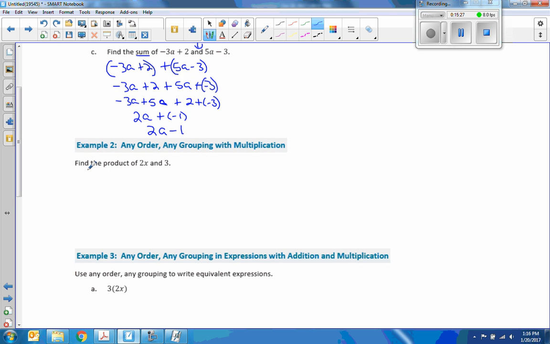Example 2. Find the product of 2x and 3. Product means to multiply. We use a dot, not x, because x is a variable. So product is multiplying. Or we can use parentheses around the multiplying product. The word and tells us where that goes. So I'm going to take 2x times 3.